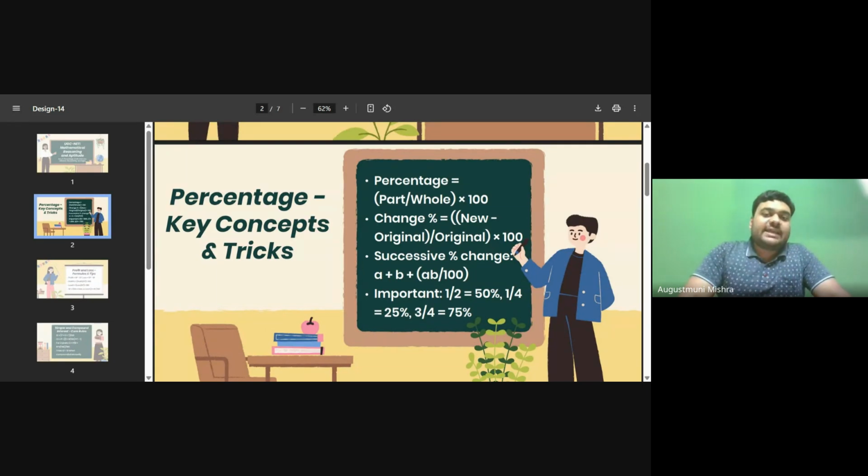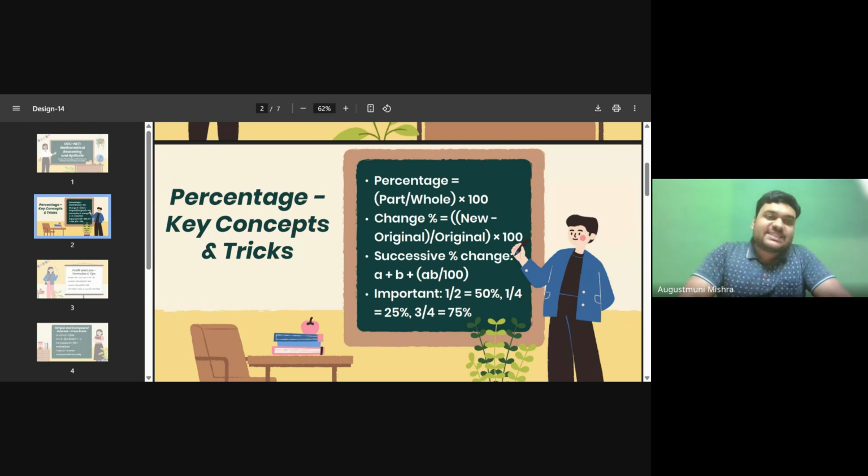Okay, for example, what is a half? That is 50%. What is 1/4? That is 25%. What is 3/4? That is 75%. If anything like half, 1/4, or 3/4 is mentioned in the question, then you can just understand it as 50, 25, 75%. So these are the basic things. I have also shared different formulas in the question, so that will also help you.